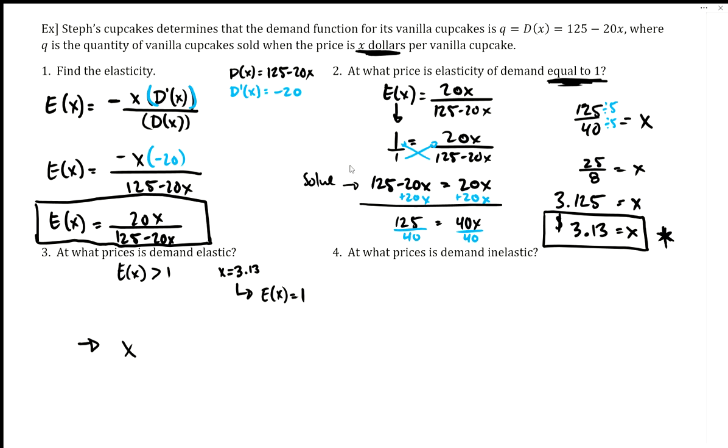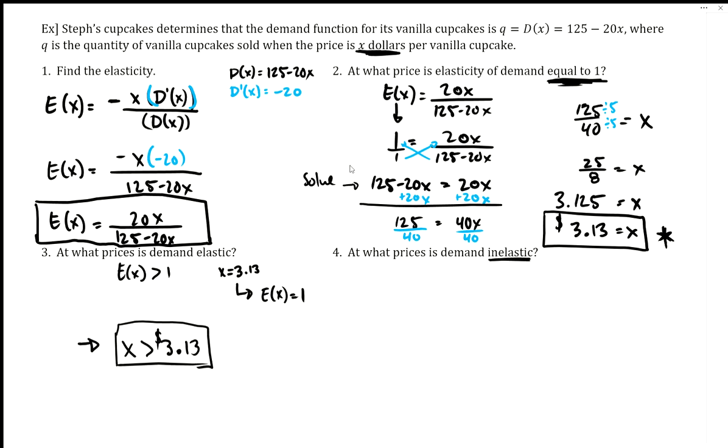Okay, so X greater than $3.13 are the prices that would make the demand elastic. So we're just taking our information from the previous problem. Okay, so real nice there. So finding that first can save us a lot of time. So we don't actually have to set up an inequality. We're just using our information from that first, or number 2.